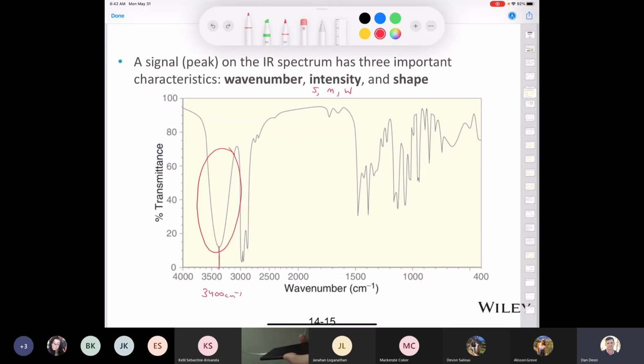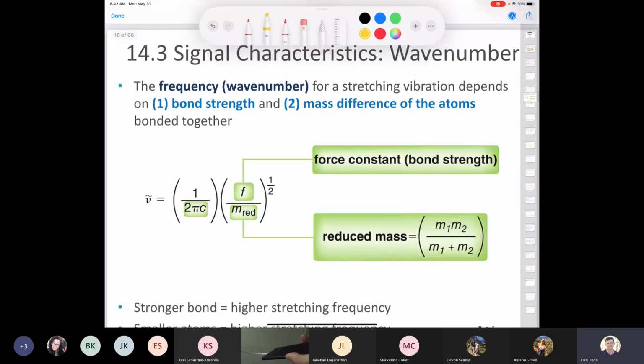Now, we also have the shape that we can take into account. The shape can either be sharp or it can be broad. You can see that what I have in the red oval here is kind of broad, right? If you look at all the different absorptions here, it's kind of the most broad. And if you're like, well, this is kind of broad too, yeah, it's broad, but it's weak. So who knows if it's even all that important. But you see how if you look at this absorption here, it's much more sharp. Okay, so we have sharp and we have broad. And again, you can get information from all of these, from the wave number, from the intensity, and from the shape. So let's get into it.